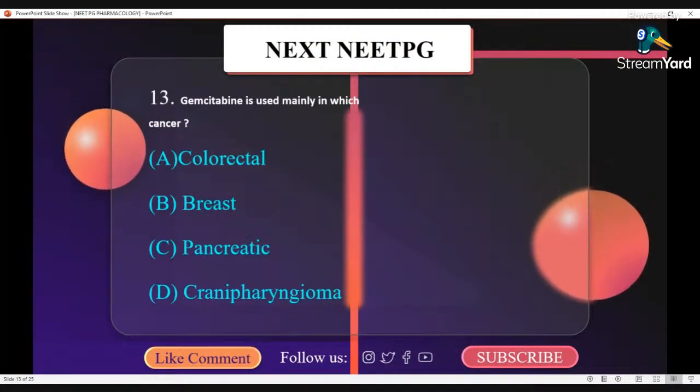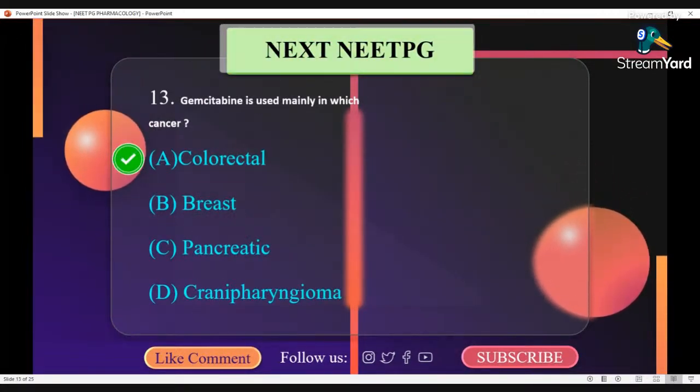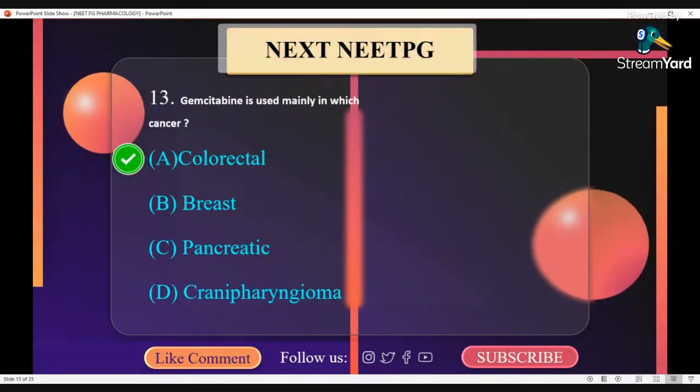Gemcitabine is mainly used in pancreatic cancer.